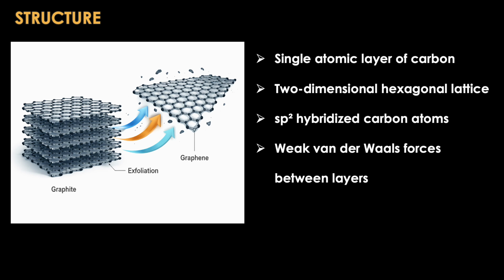As a result, the stacked layers in graphite can be separated by supplying external energy. This separation process is known as exfoliation, in which individual graphene layers are peeled away from bulk graphite. Importantly, exfoliation breaks only the weak interlayer interactions, while the strong sp2 bonded carbon network within each graphene sheet remains intact.